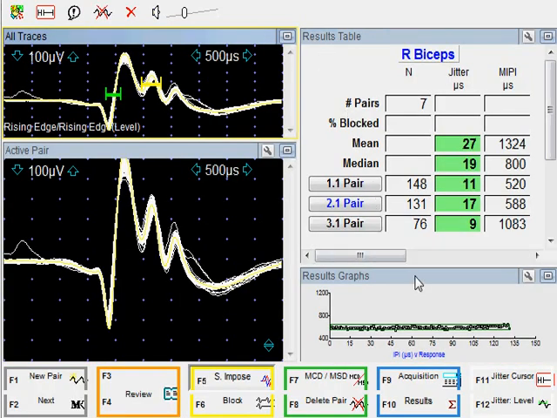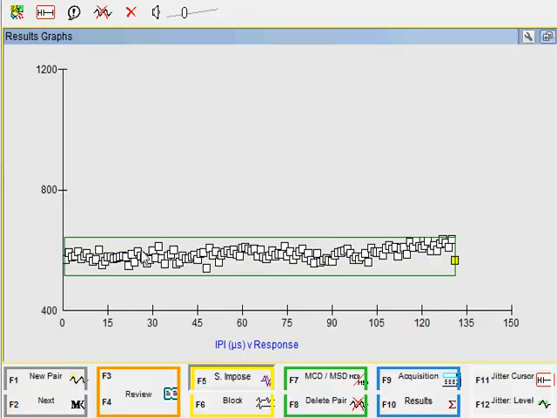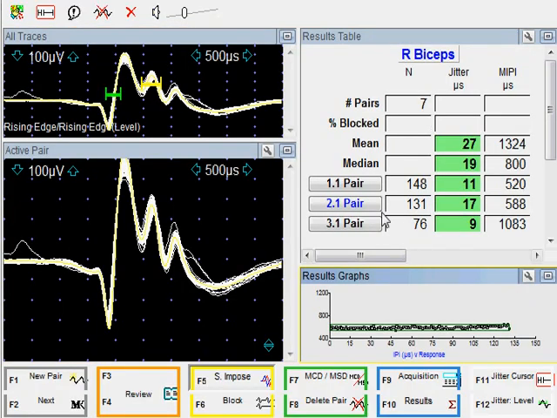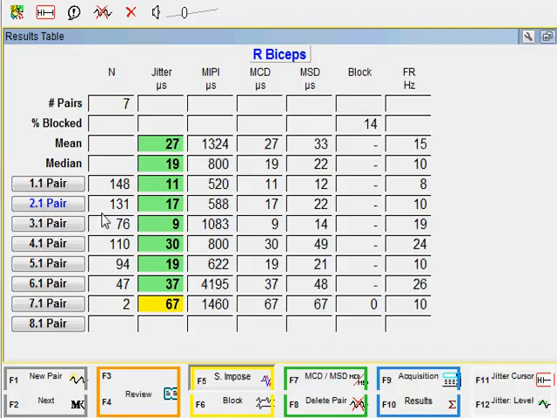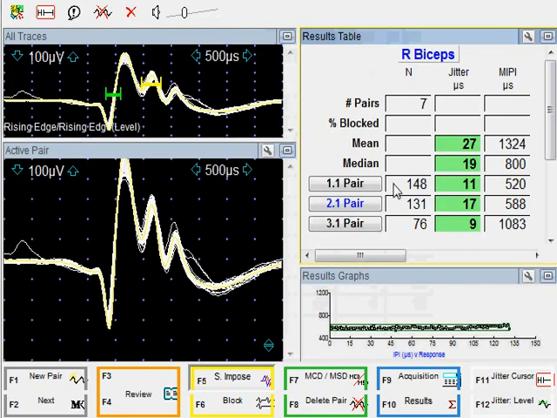Let's look at the interpotential interval distribution. Once again, we have a very nice plot over here. Let's look at the jitter value. In this case, we had 131 discharges. Let me maximize the window. So we had 131 discharges and the jitter was 17 microseconds. Once again, MCD was less than MST. So this is a very normal jitter recording. I do not see any artifacts. There is no further need to edit these traces.